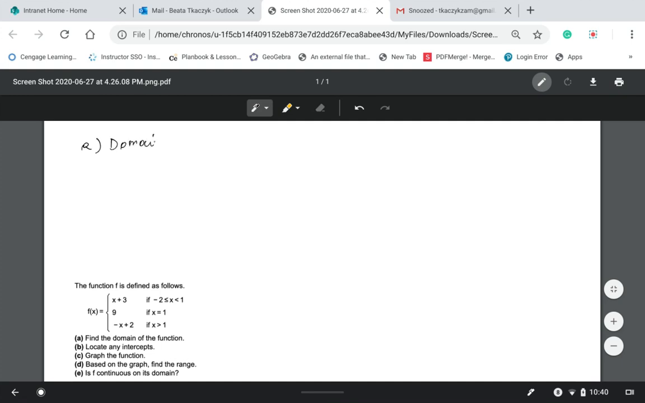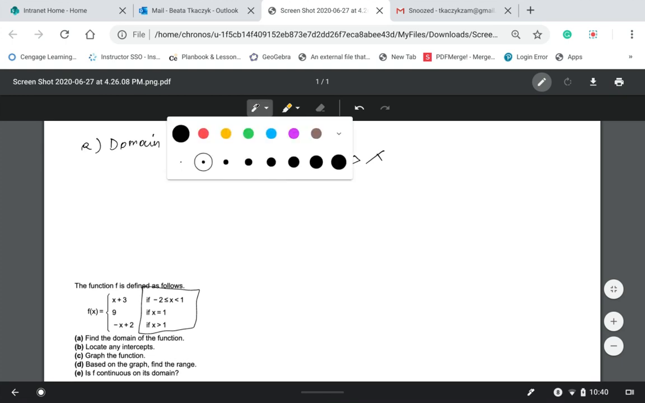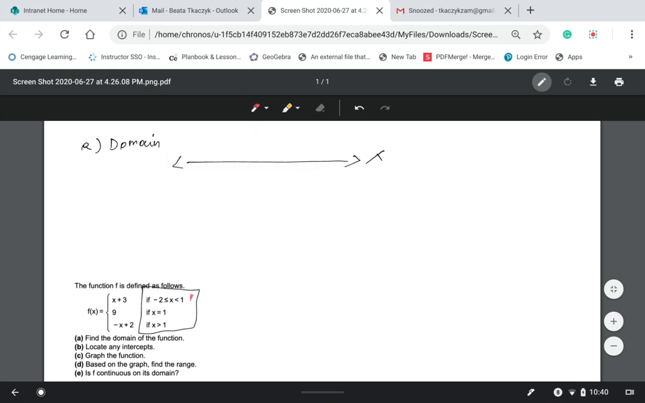So when you're looking for the domain, that's your x-axis. So you're looking for that condition. The first function is x plus 3 for x's between -2 and 1. So I'm going to graph all of those conditions, and I will use different colors. The first one will be in red. X is from -2 to 1, including -2, but not including 1. So this is the first condition, okay?